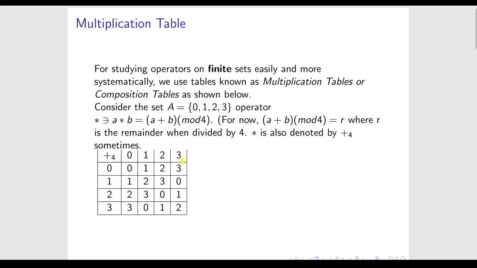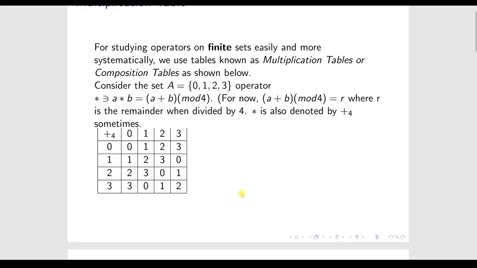This is how the multiplication table of plus 4 looks. We list out the elements of A in the header row and the header column, and say in general these are the elements a1, a2, a3, a4. Then in this row we fill it up by a1 star a1, a1 star a2, a1 star a3, a1 star a4. This one we fill by a2 star a1, a2 star a2, a2 star a3, a2 star a4, and similarly we fill up the rest of the rows.